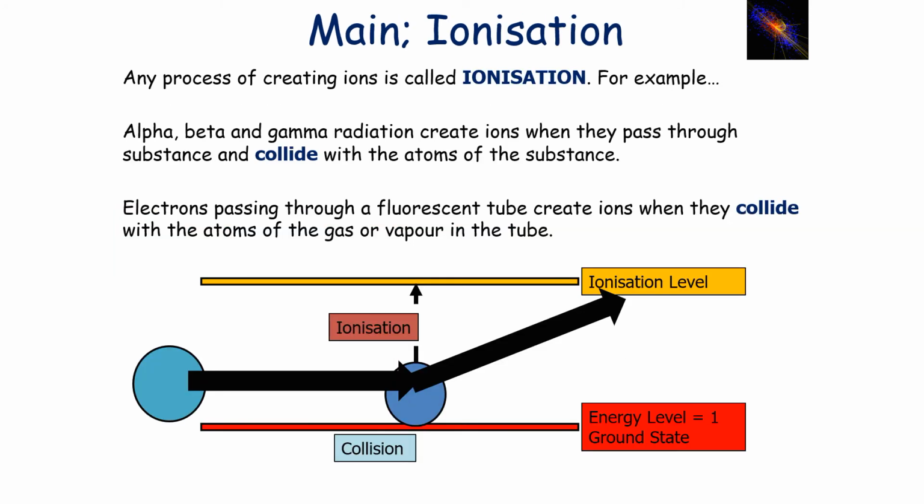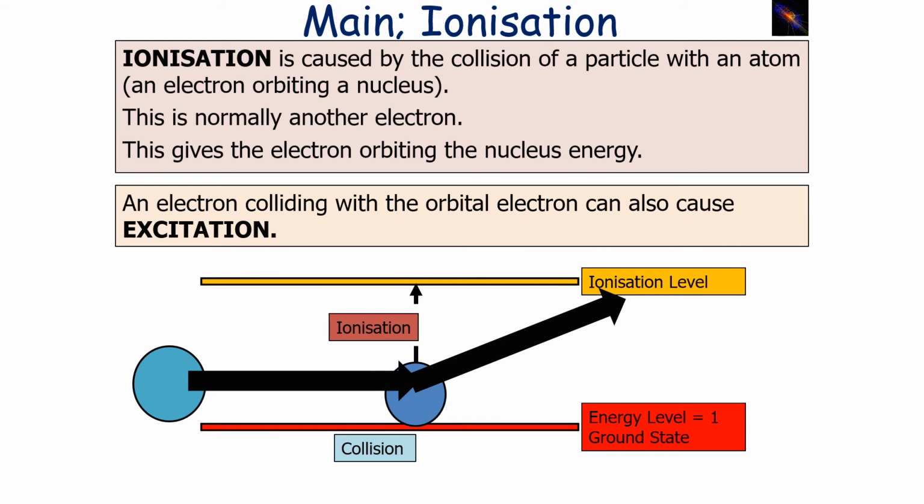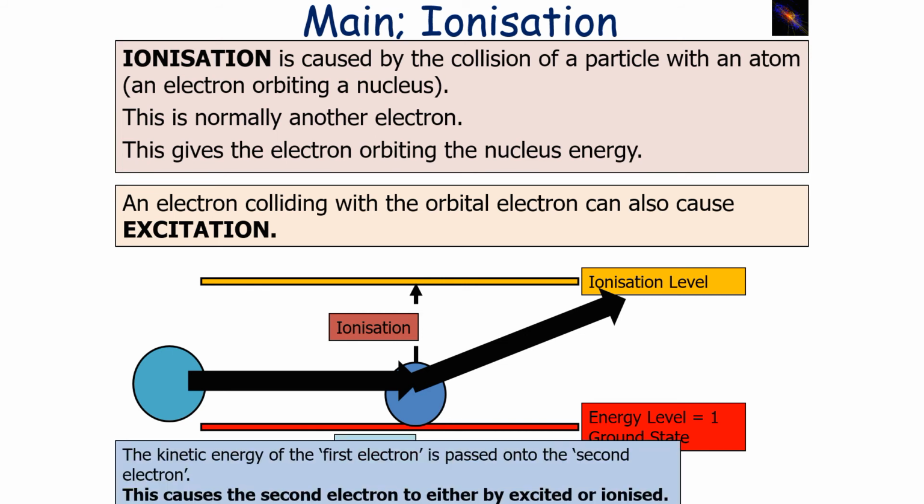So it's important to understand the difference between ionization and excitation. Ionization is caused by the collision of a particle with an atom, normally an electron, and this gives the electron, or the nucleus, energy. So the electron colliding with an orbital electron can also cause excitation. Now, the kinetic energy of that first colliding electron is passed on to the second electron inside of the atom, and this causes the second electron inside of the atom to either be excited or ionized.